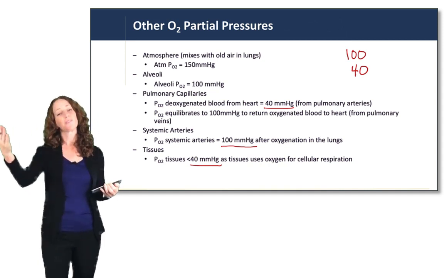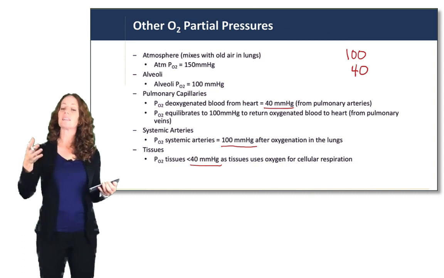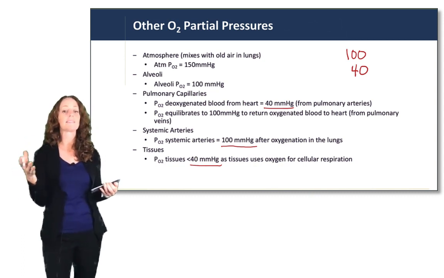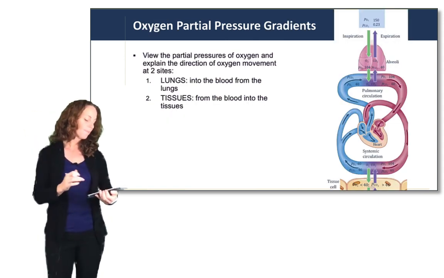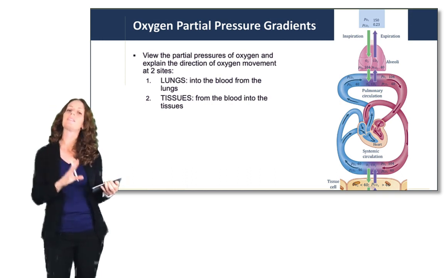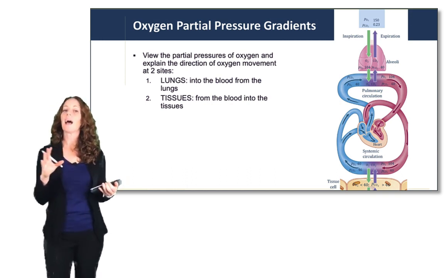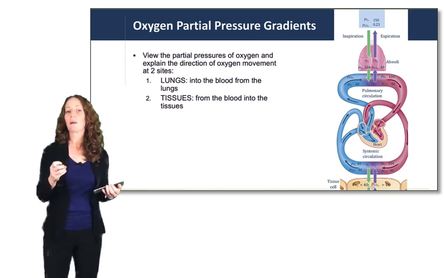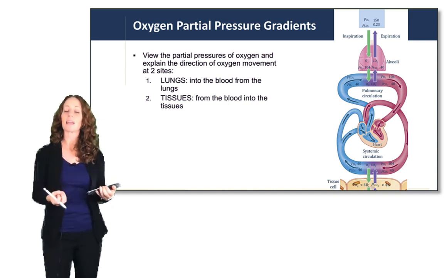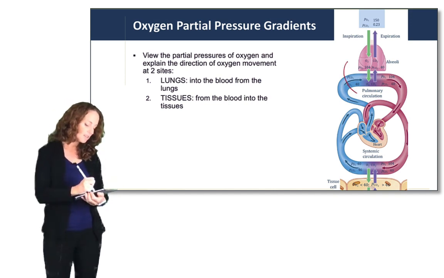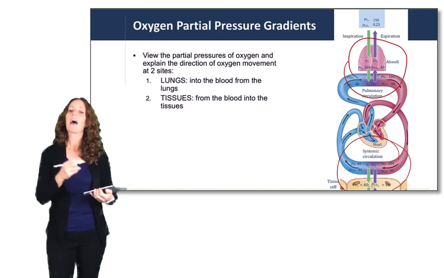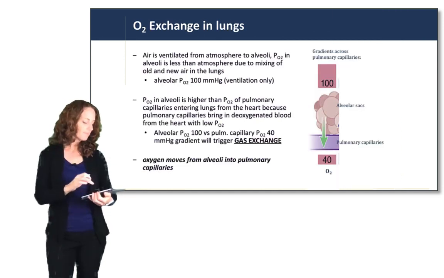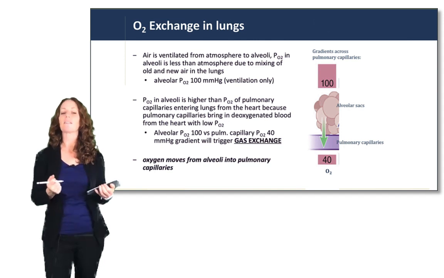These numbers will vary, and of course you'll get more specific values as you learn to get your labs measuring arterial blood gases and venous blood gases, but we can start with this general ballpark. So let's now talk about the exchange between the lungs and the blood and the tissues. We want to look at the partial pressures of oxygen and explain the direction of oxygen movement at these two sites. So we're talking about the exchange between the alveoli and the pulmonary circulation and the tissues and the systemic circulation. Let's start with oxygen exchange in the lungs.